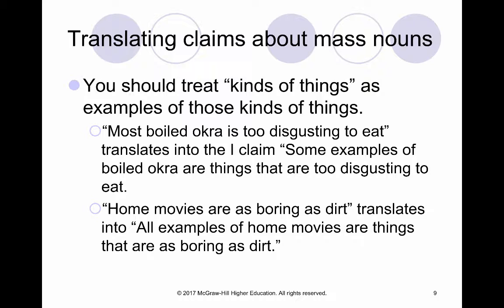Mass nouns have to do with kinds of things. They're not quite classes or categories, so you need to treat them as examples of kinds of things. "Most boiled okra is too disgusting to eat" translates into the I claim, "Some examples of boiled okra are things that are too disgusting to eat." And "Home movies are as boring as dirt" translates into "All examples of home movies are things that are boring as dirt." Again, some of this is kind of odd, but the whole point of it is to be able to put claims into standard form so that you can go ahead and analyze the argument.